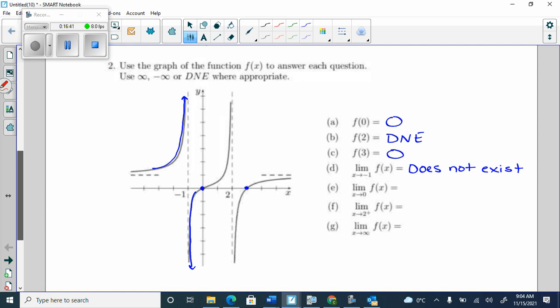Okay, the limit as x approaches 0. So from the left I'm approaching, from the right I'm approaching, so the limit at 0 is 0. The next one wants the limit as x approaches 2 from the right. Well, this would be 2 from the left. 2 from the left would approach positive infinity. 2 from the right would approach what? Negative infinity.